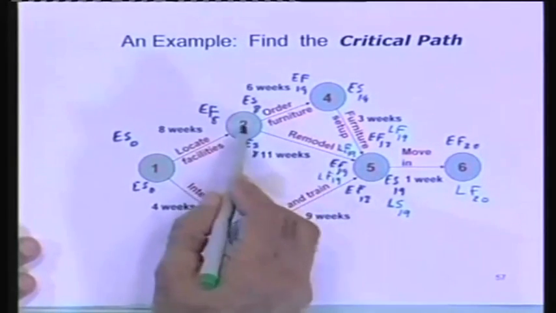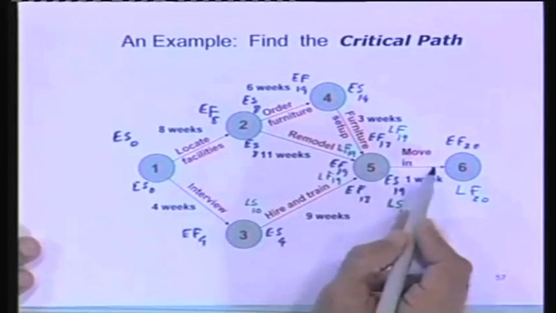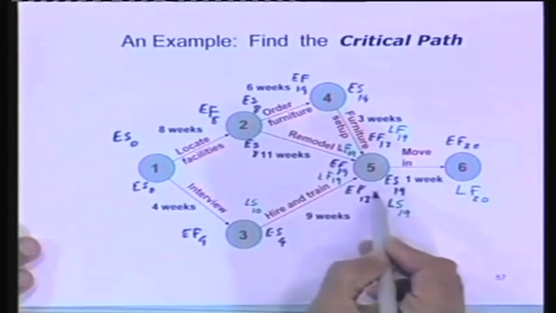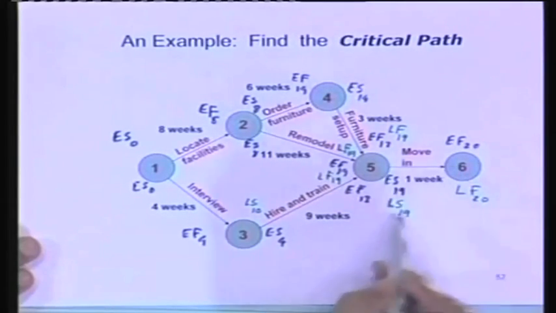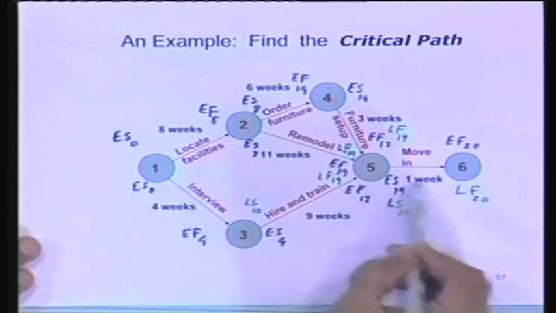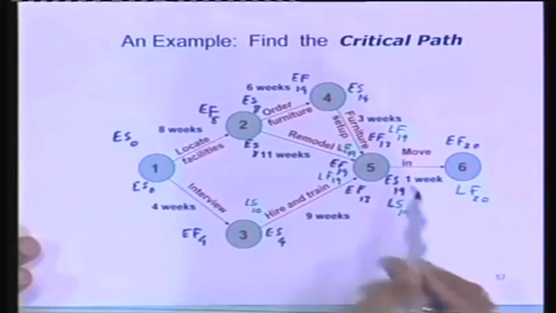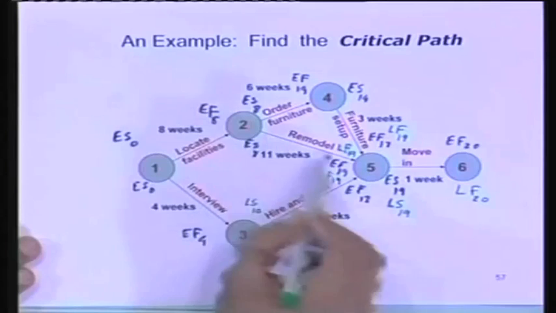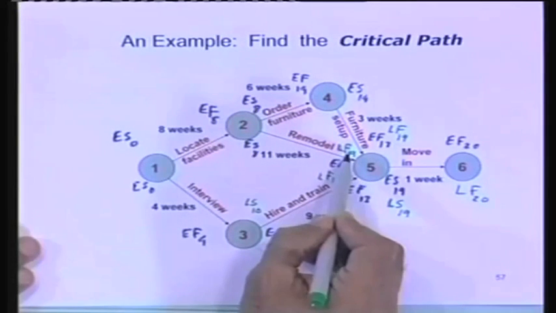Look at this task. It must finish by 19, because the next task has to start by 19. That's the latest start for that one, otherwise the project would be delayed. It takes 1 week to go from here to here, so I've got to make sure I really have enough time for it, to have the latest start as late as possible. The latest finish for this is then something that should not delay this task, so that's 19.